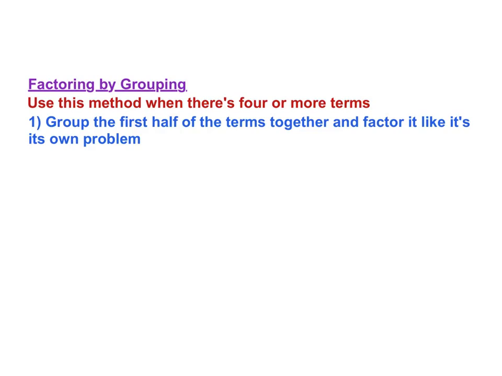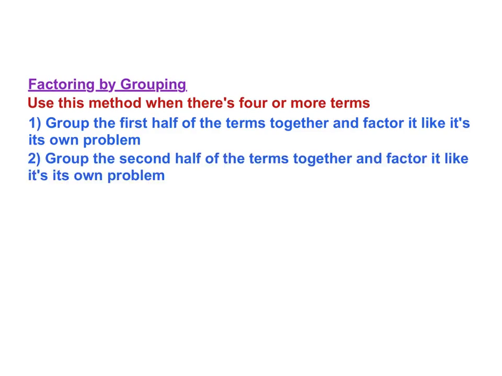And we're going to go through 2 examples on this one. So I group them together, treat it like it's its own problem, and factor it. So here's where your copy and paste is going to come in handy, because what do you think the second step is going to be? Do the second half, yeah. Group the half together and factor it like it's its own problem. So essentially the same. You're going to essentially create 2 new problems. And then we're going to merge them together.